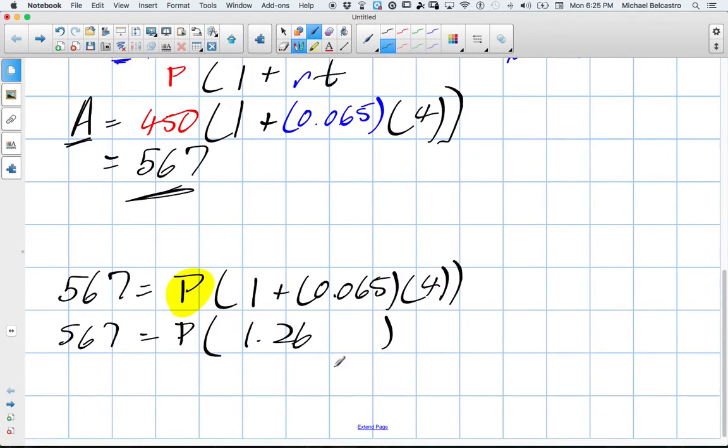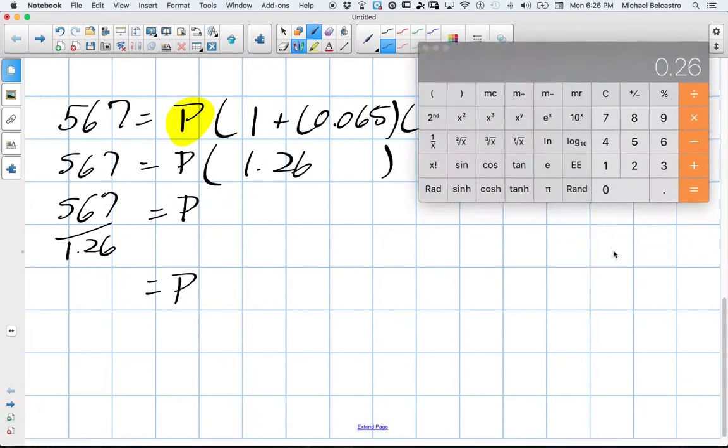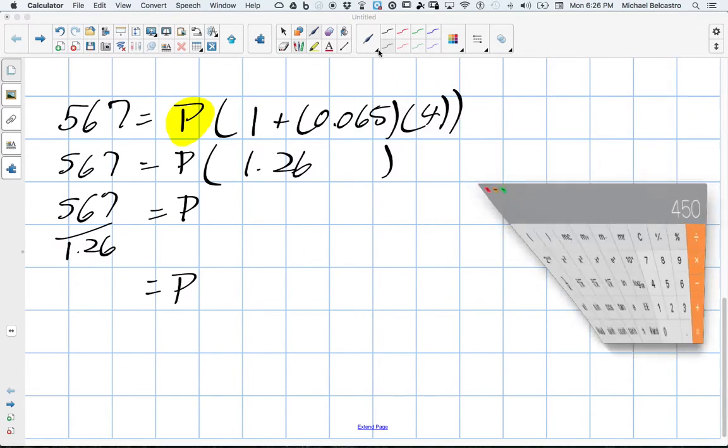To isolate for P, that set of brackets is a little too large. 567 divided by 1.26 equals P. So our new P should be 450. 567 divided by 1.26 is 450. Great.